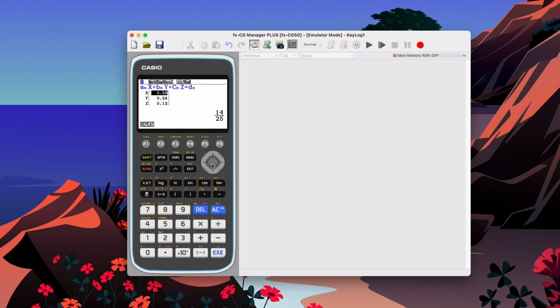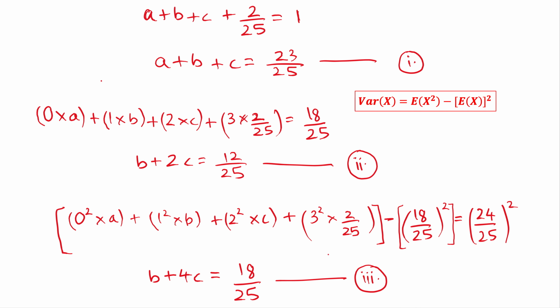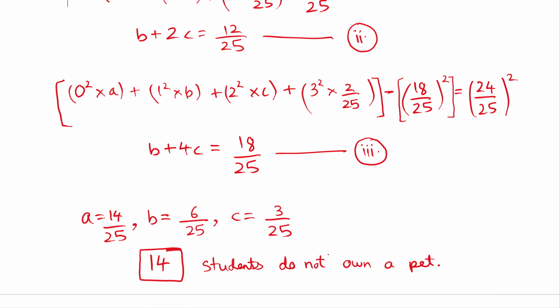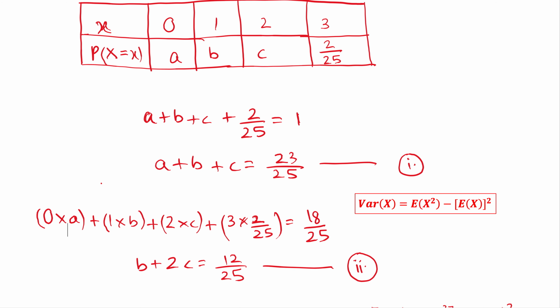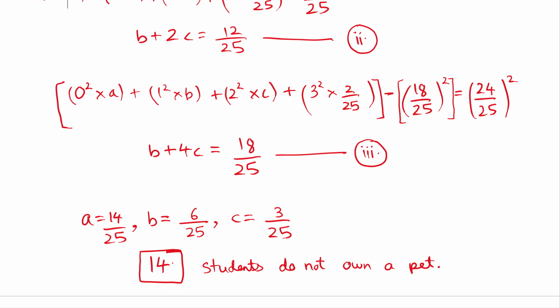So we find a is equal to 14/25, b is equal to 6/25, and c is equal to 3/25. So that is what I've written here. Now we know that the variable a represents the probability of owning 0 pets, and since all the denominators in the probabilities are 25, we can conclude that 14 students out of the 25 do not own a pet. And this is the answer to question number 8.